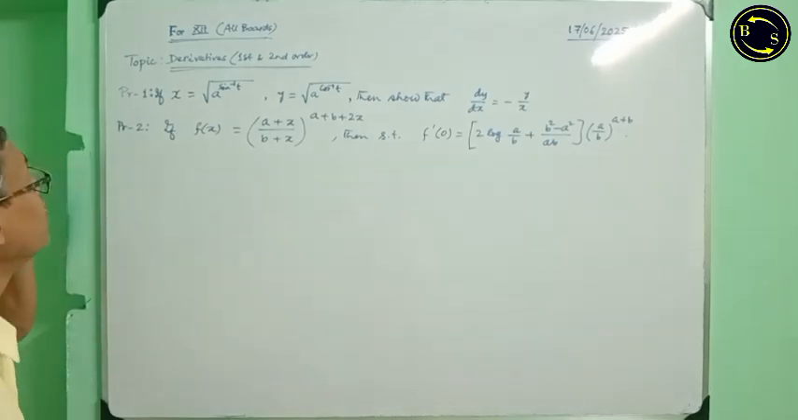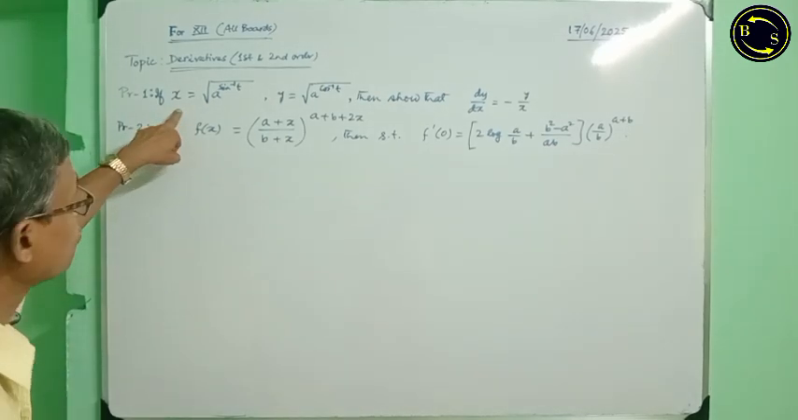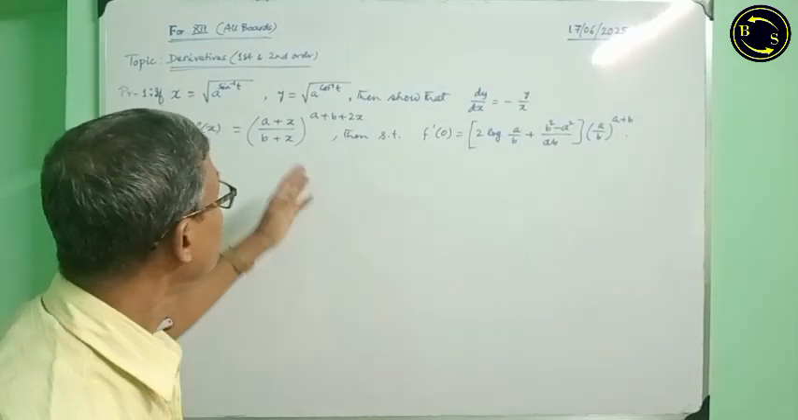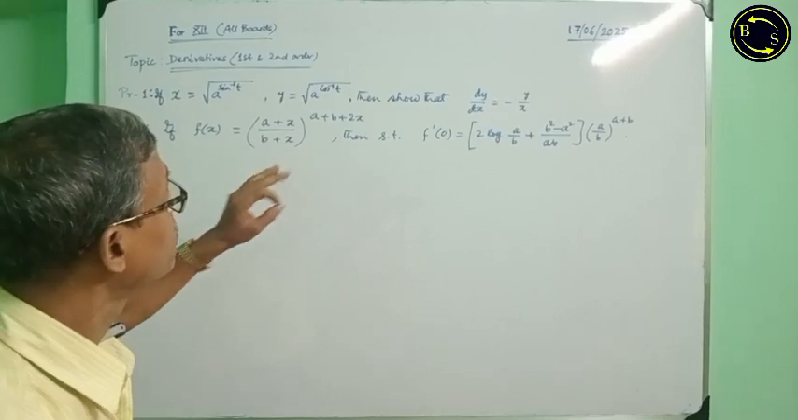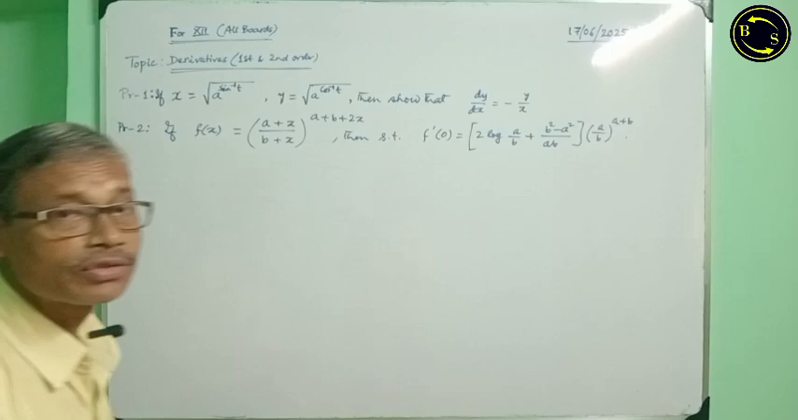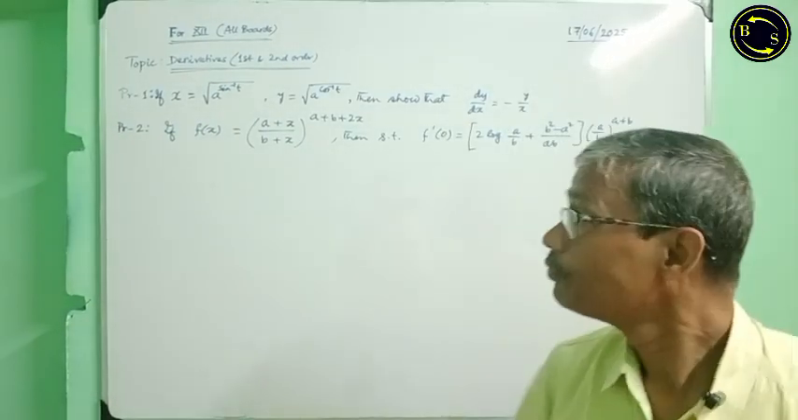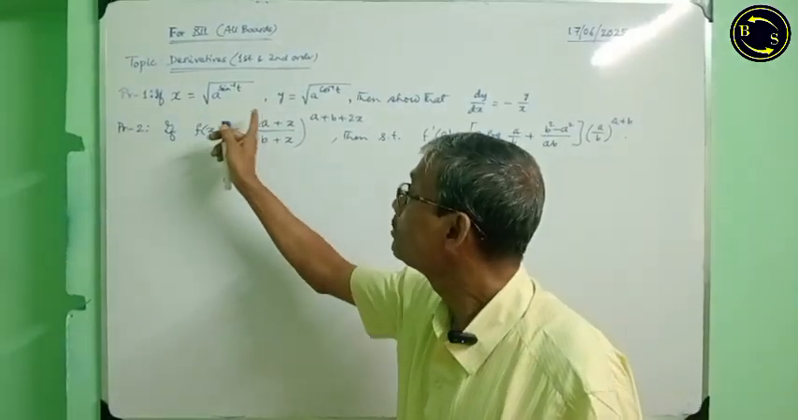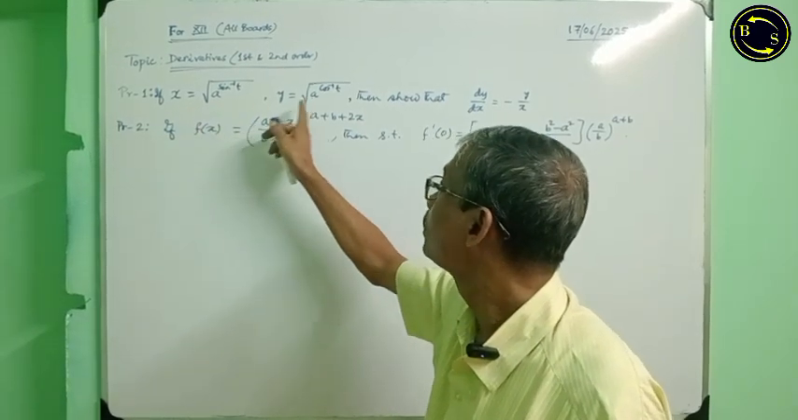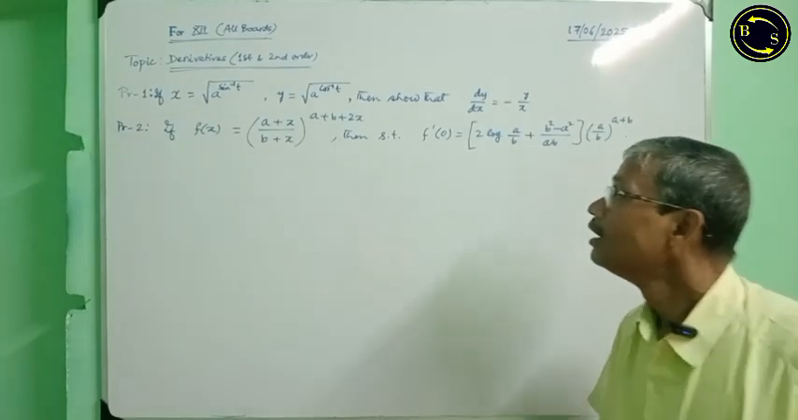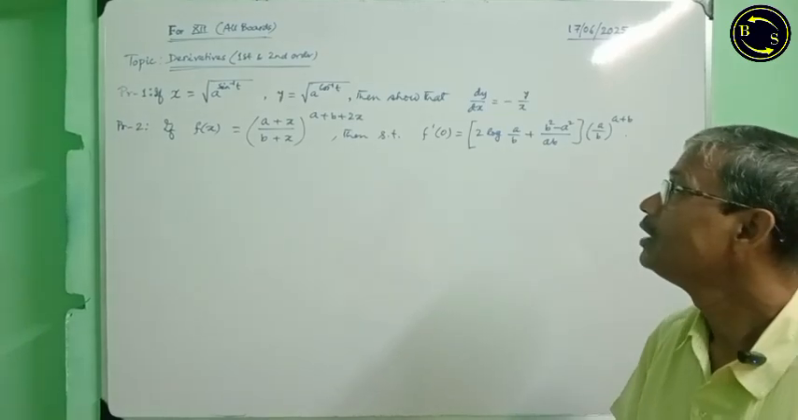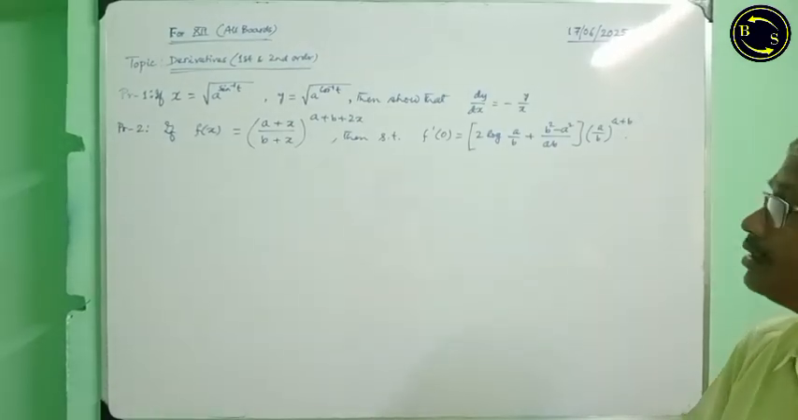First one: x is equal to under square root a to the power sin inverse t, y is equal to root over a to the power cos inverse t. Then you have to show that... First of all, learners, students, you follow. Apparently, this is parametric form, x in terms of t, y in terms of t. If you first find dx dt, then dy dt, it will be quite complicated.